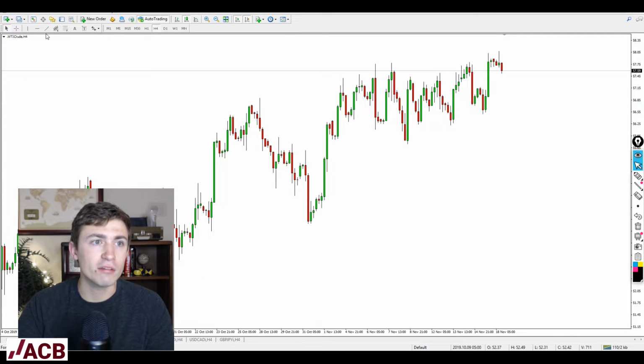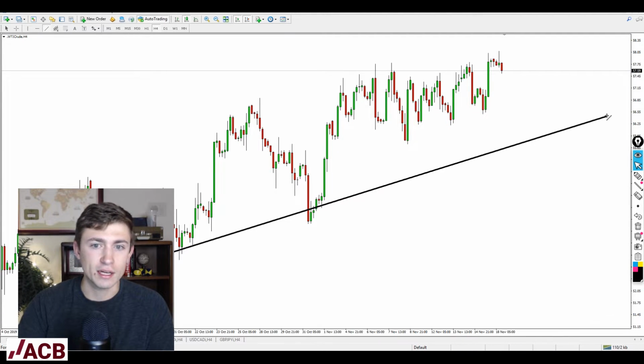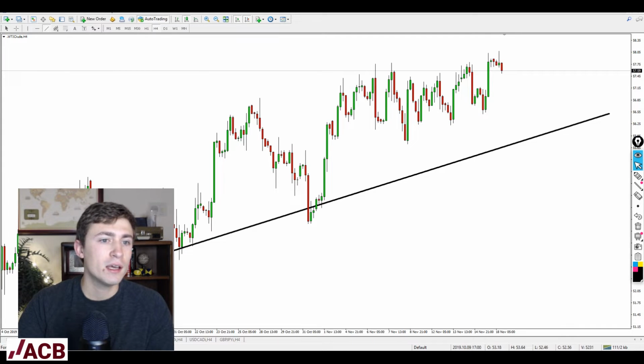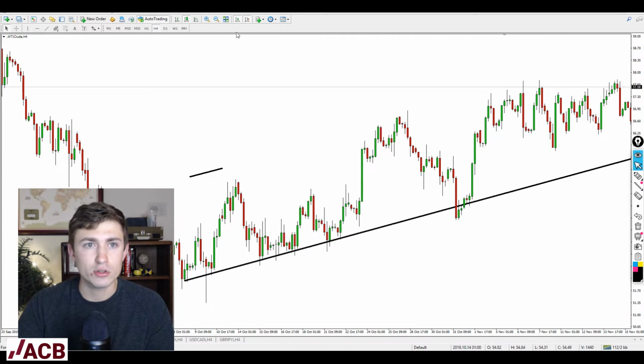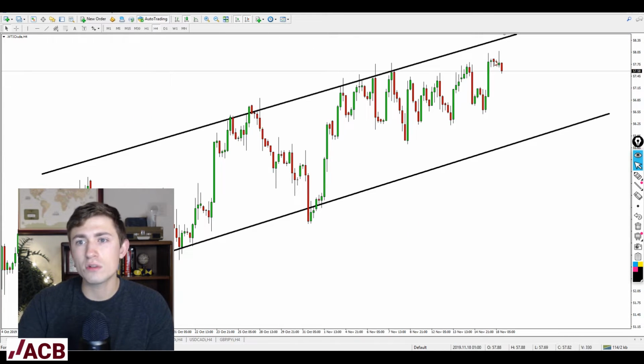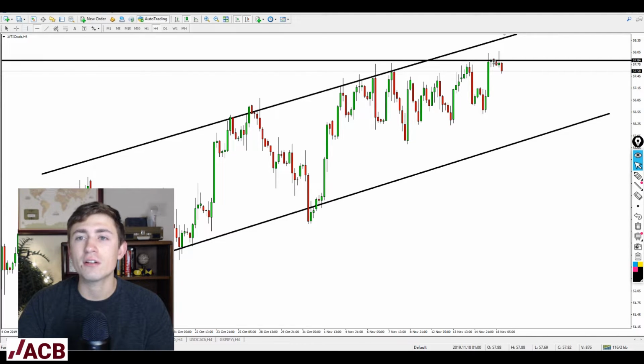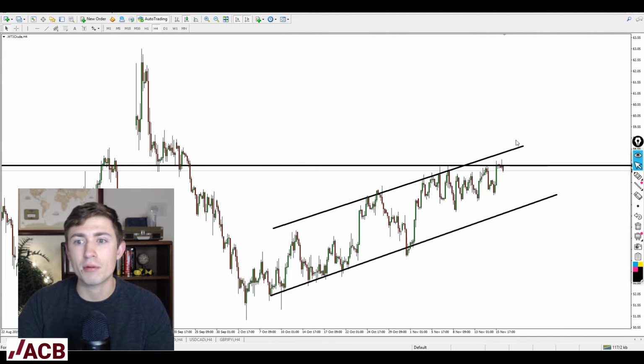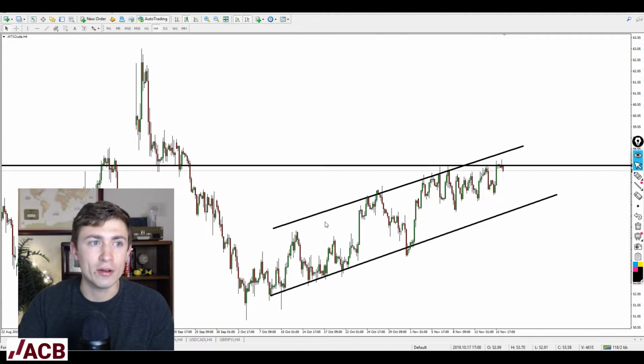WTI crude looking very similar. You can see we have the trend line along the bottom. We have a trend line along the top as well. Right, so price looks like it's coming towards the top of that range. We'll see what we can get if price can get up to that area. We have to see a break of this structure here in order to come test the top range of that, but we'll see what we can get on WTI crude.